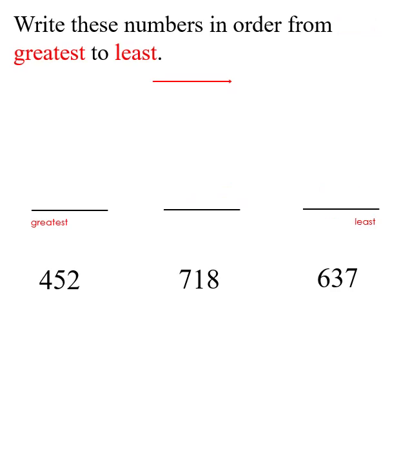So this time we have to write the numbers in order from greatest to least. So this time starting with our greatest number and working our way to the least. So I'm starting down here looking at the hundreds again. I have 4 hundreds, 7 hundreds, and 6 hundreds. This time I want the greatest. I'm looking for which one is the biggest, and I see that 7 is bigger than 6 and 7 is bigger than 4. So 718 is going to go on that first line because 718 is the greatest.